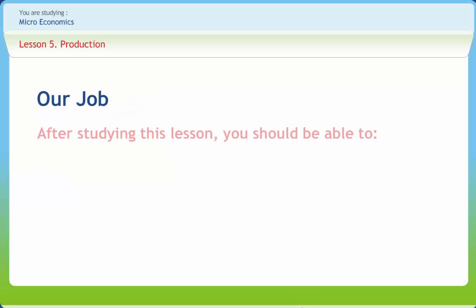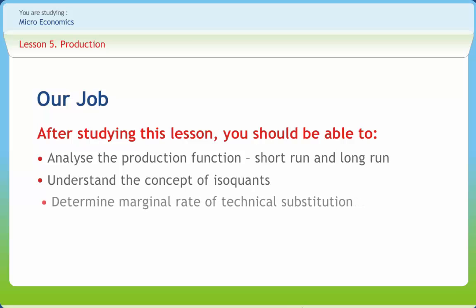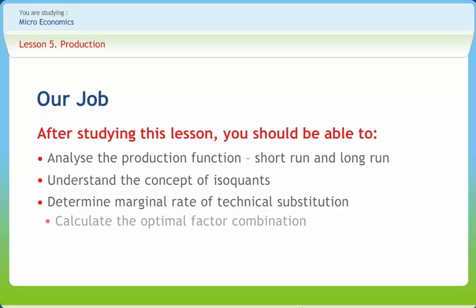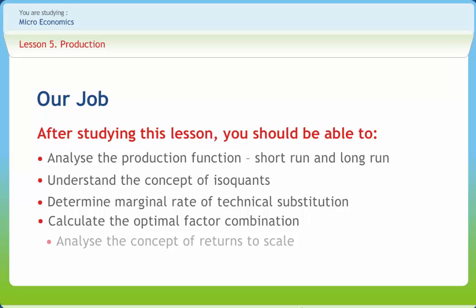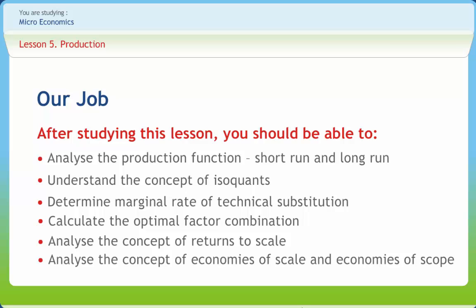After studying this lesson, you should be able to analyze the production function, short run and long run, understand the concept of isoquants, determine marginal rate of technical substitution, calculate the optimal factor combination, analyze the concept of returns to scale, analyze the concept of economies of scale and economies of scope.